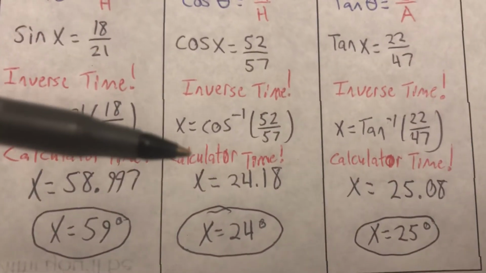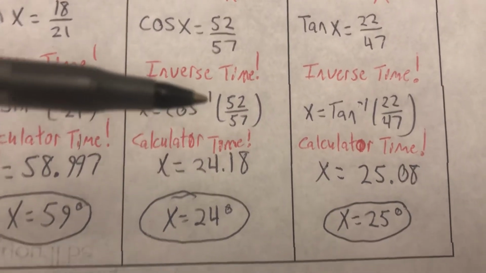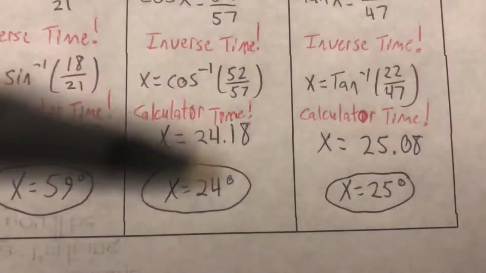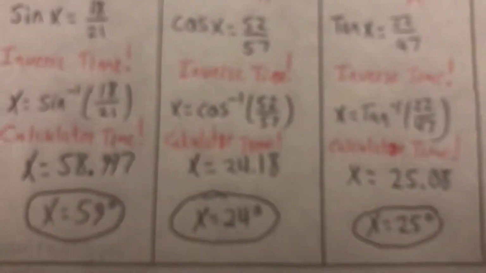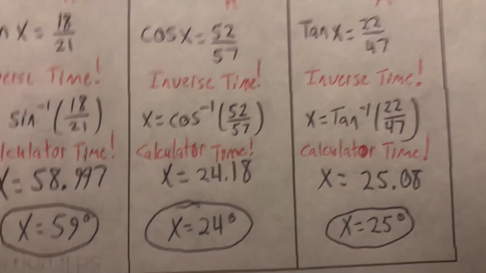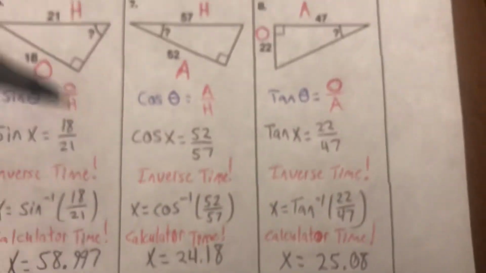So again, on the calculator, you're just going to hit second or shift and then click cosine, type in your fraction, close the parentheses, and hit enter. If you're using the iPhone calculator, remember, you're doing 52 divided by 57 first, and you'll end up being able to hit second and then cosine after that. So that'll get you 24.18 or 24 degrees when we round.